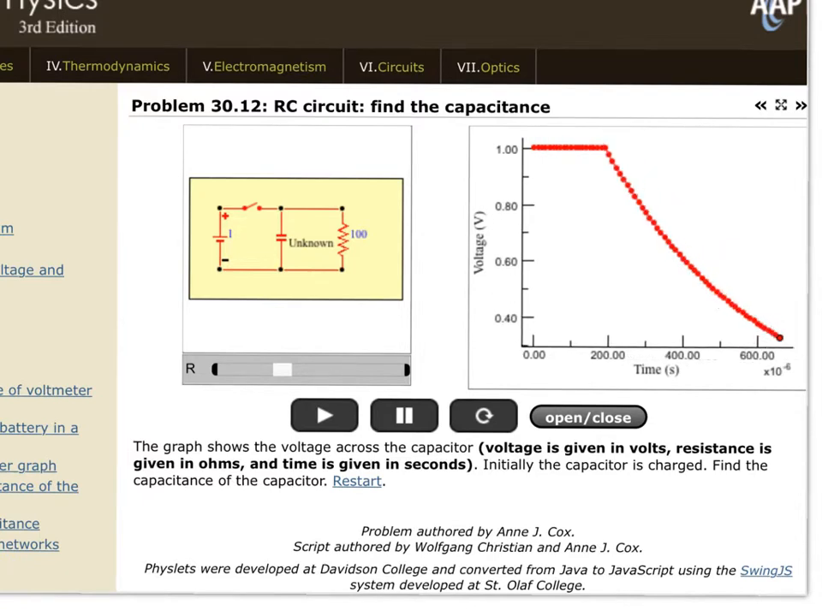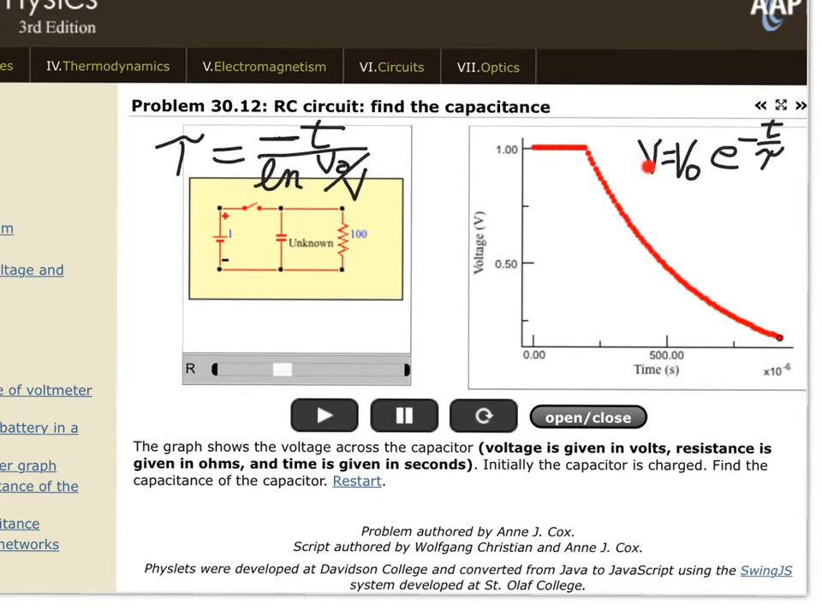And I want to let it go down. It doesn't have to go all the way to 0, so I'm going to stop it now. And we want to get the time constant for this decay.